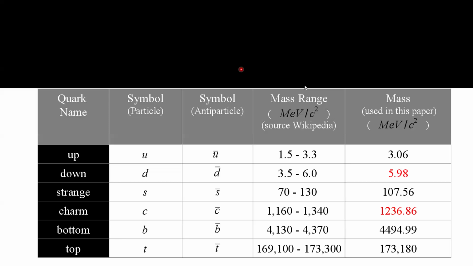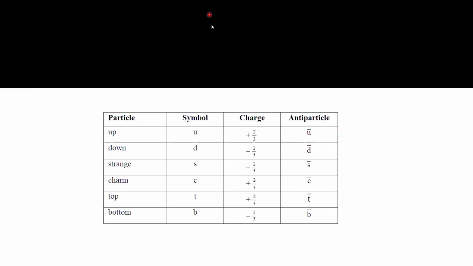How to know the charges as well? You have to just memorize the charge. For up, it is positive plus 2 by 3 for a quark. For down, which is negative, minus 1 by 3. And this is minus 1 by 3 times.